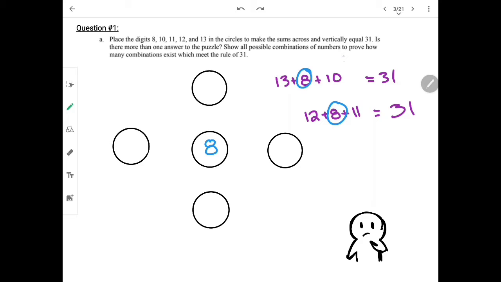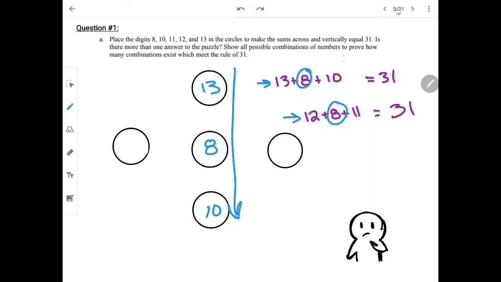So now what we're going to do, and we can start with either equation, we can do the 13 plus 8 plus 10 or the 12 plus 8 plus 11. For video purposes, I'm going to go ahead and do 13 plus 8 plus 10. What we can do is write 13 up here, and write 10 right here. That way, when we're adding going down vertically, we will have 31 altogether from those three numbers.